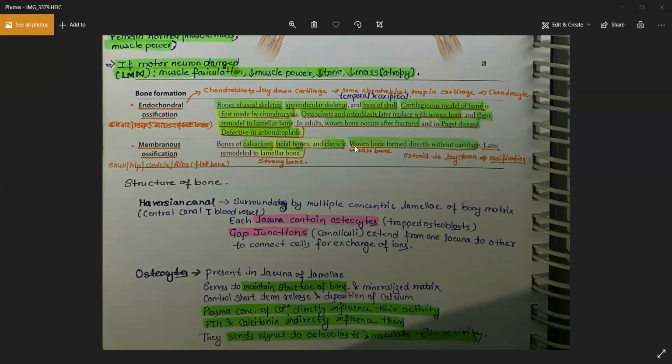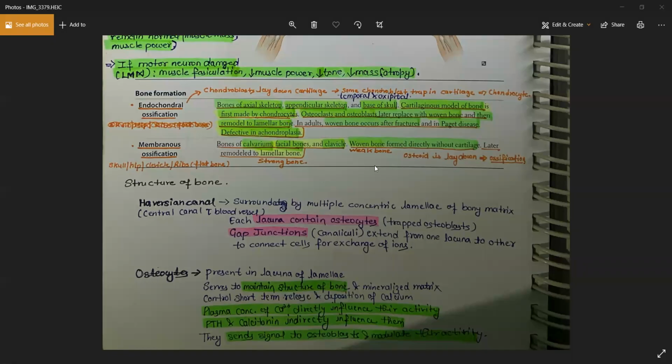Woven bone is directly formed without any cartilage, and then this woven bone will be replaced by the lamellar bone. In endochondral ossification, you first have the cartilaginous bone. The cartilaginous bone will be replaced by the woven bone and then by the lamellar bone. But in membranous ossification, no cartilage is present. This woven bone will form first and then be replaced by the lamellar bone without any cartilage.